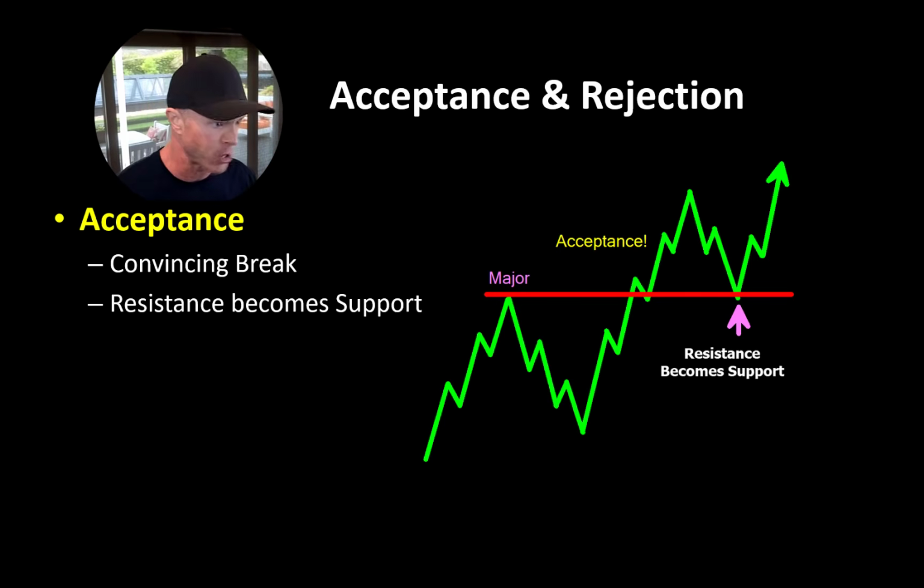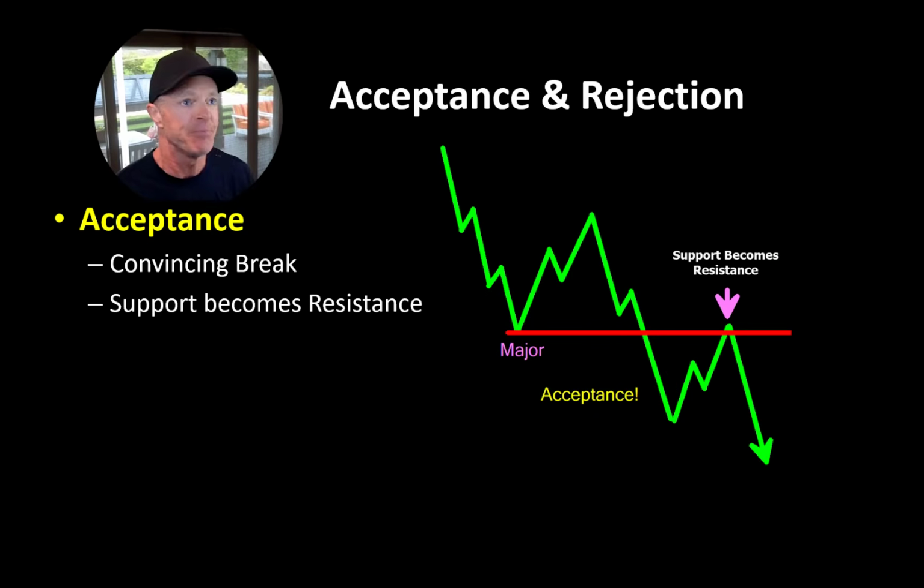We got more here to cover because I want to talk about two more important terms: acceptance and rejection. Acceptance is when price makes a convincing breakthrough, let's say a major swing high, like in this example, right? In this example, buyers are accepting higher prices. And when that happens, guys, that former resistance now becomes support on the opposite side.